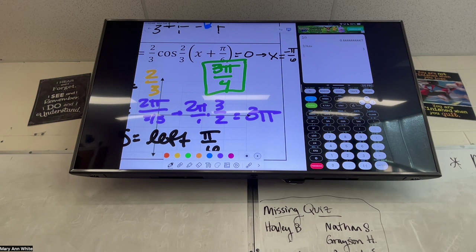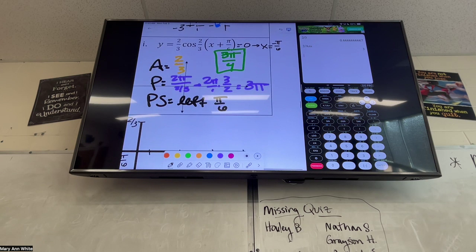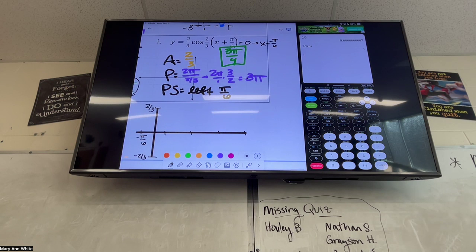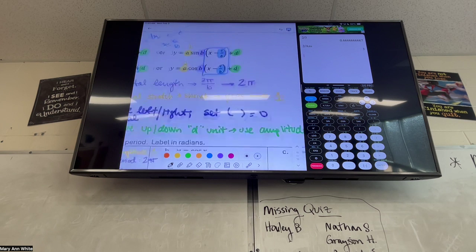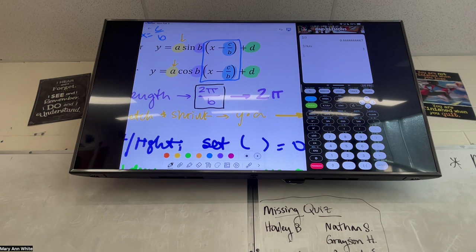August. Is it for the period, is it always 2 pi on top? Always 2 pi on top. August asks, is period always 2 pi on top? Yes. That was your question. Yeah, 2 pi on top always. So if you remember back here at the beginning, I said your period is 2 pi divided by B.